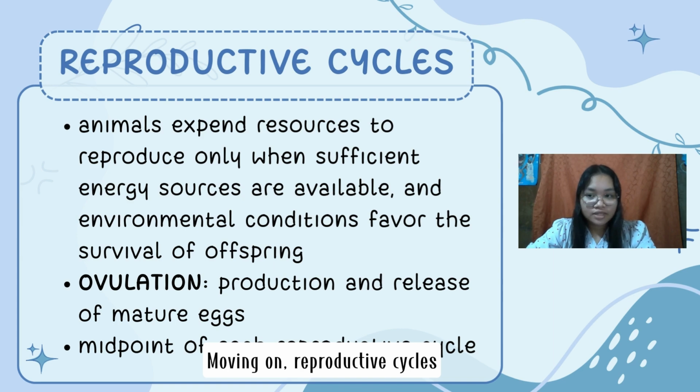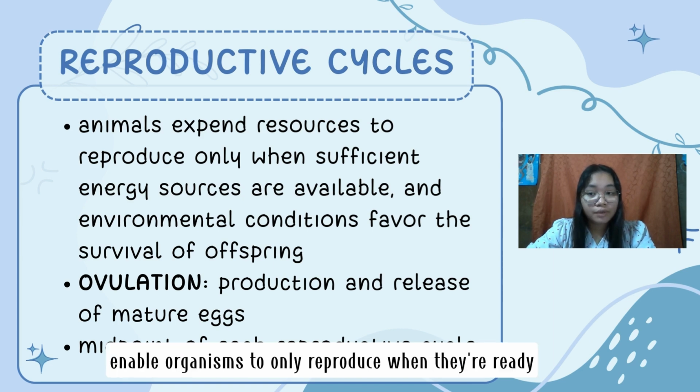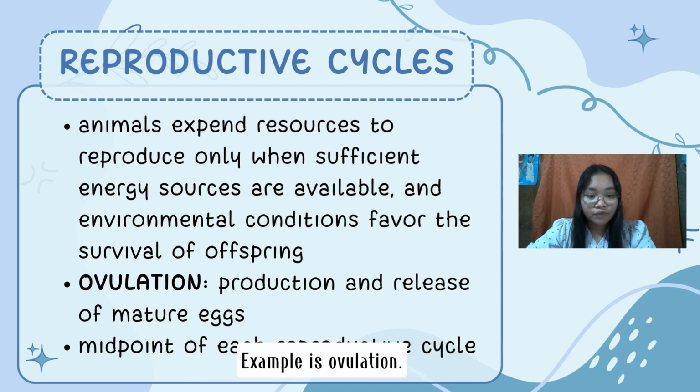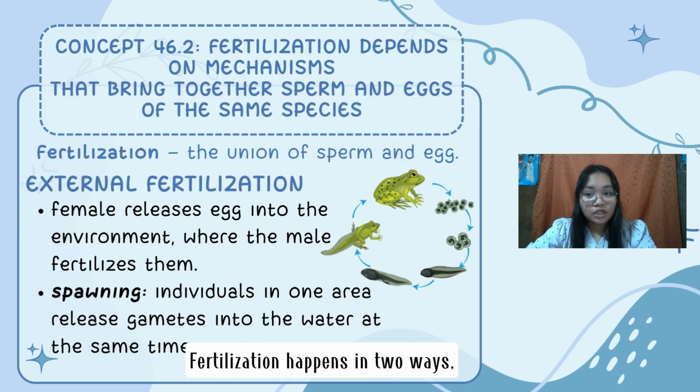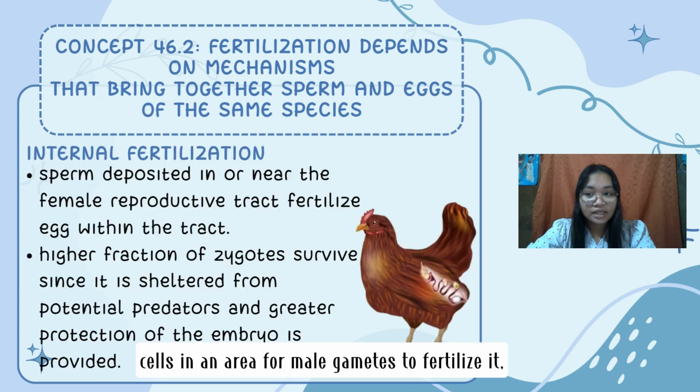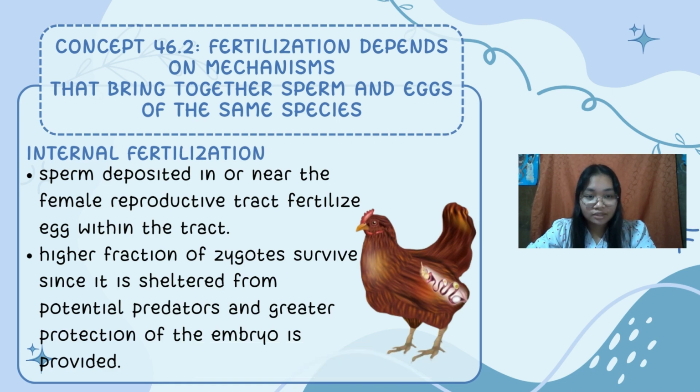Moving on, reproductive cycles enable organisms to only reproduce when they're ready and in good environmental conditions. An example is ovulation. Fertilization happens in two ways: externally, where females deposit egg cells in an area for male gametes to fertilize, and internally, where sperm deposited in or near the female reproductive tract fertilize the egg within the tract.